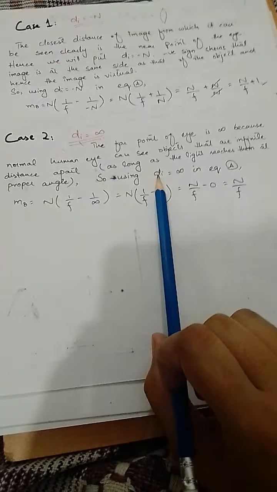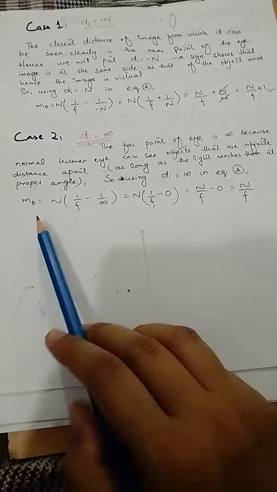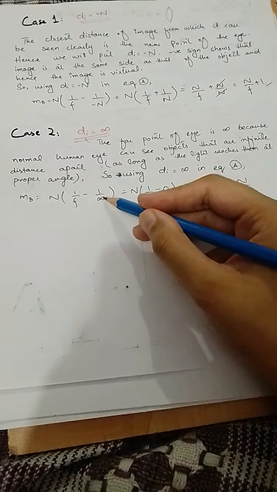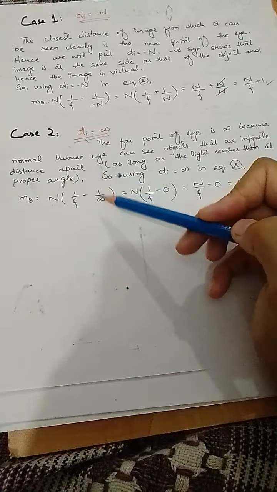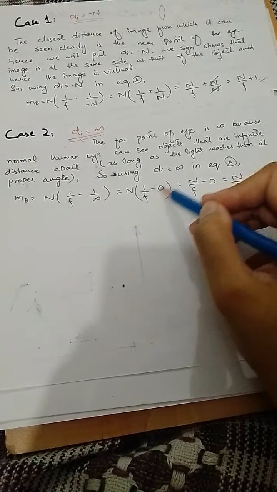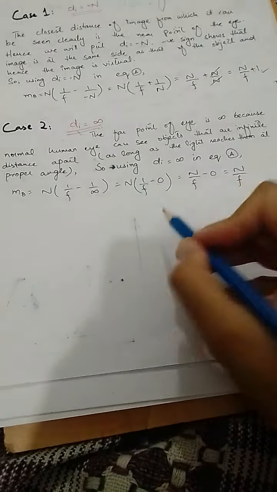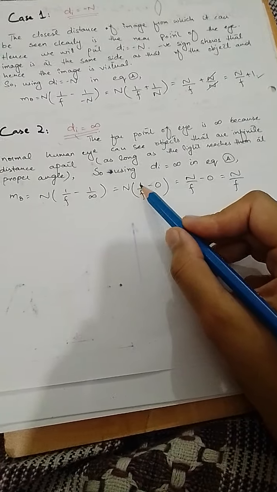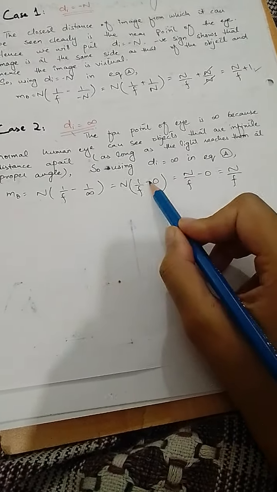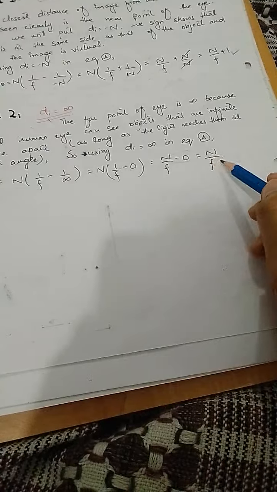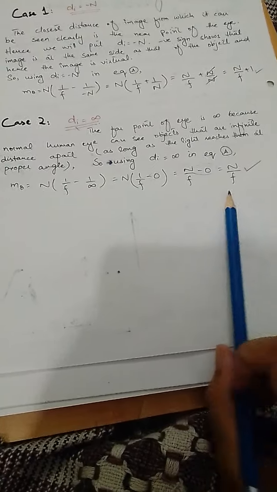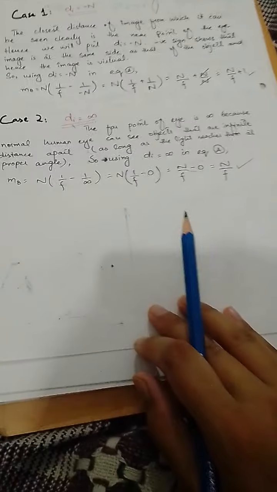Okay, so using d_i equals infinity in equation A. Okay, so m theta equals n into 1 by f minus, we are going to use infinity in place of this d_i. Alright, so 1 by infinity gives us 0. So we're just going to skip this, because 1 by f minus 0 of course becomes 1 by f again. So we're going to just multiply this n to this 1. So it becomes n over f minus 0, of course. So we're going to just drop this 0 off. And the final equation becomes n by f in case the image is made at infinite distance from the eye.